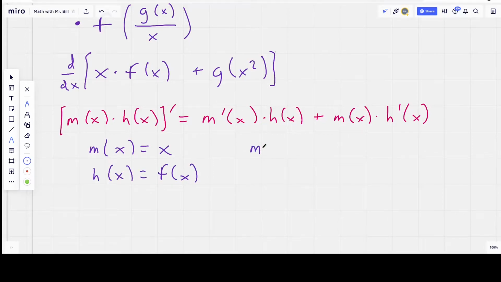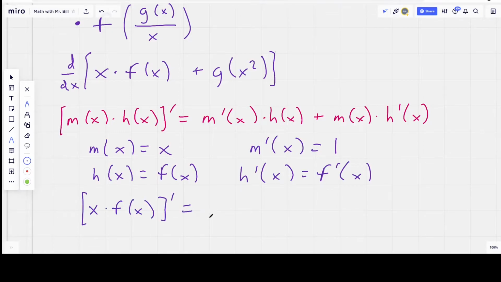That means that m prime will be just 1, because the derivative of x is 1. h prime of x, well, all we know is that it's just going to be f prime of x. We don't know anything else about it, but we do know the derivative exists because it tells us so. And so the derivative of x times f of x is equal to m prime, 1, times h of x, which is just f of x, plus m of x, which is x, times h prime of x, which is f prime of x.